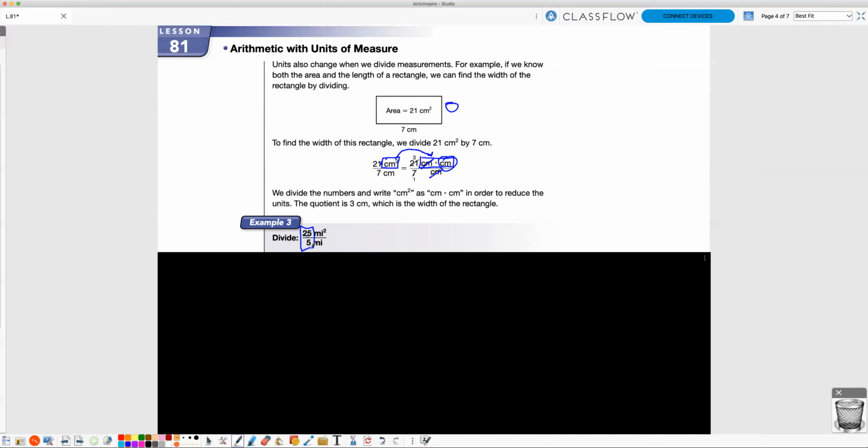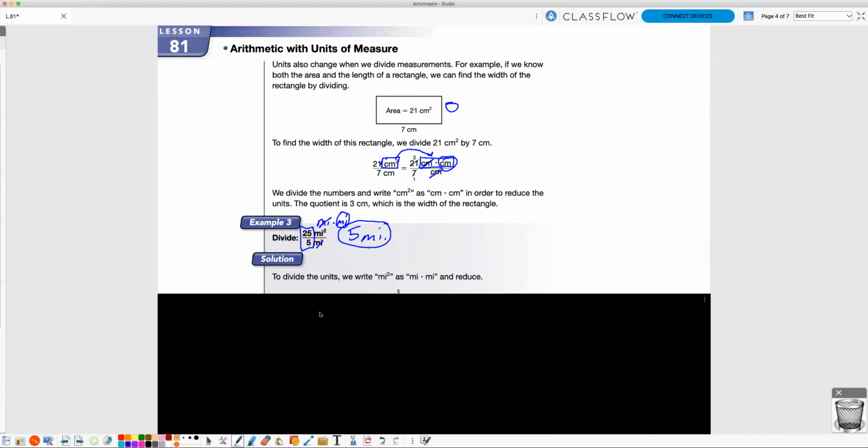You've got your 25 divided by 5, so that's simply 5. And then you have to recognize this would be like miles times miles in the numerator, and then it's divided by miles in the denominator, so you'd cancel out one of the miles and you'd be left with that as the unit label. So you have 5 miles as your final answer. 25 square miles is the same as 5 miles.